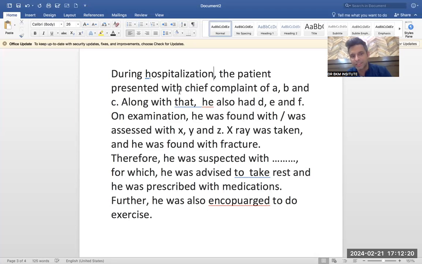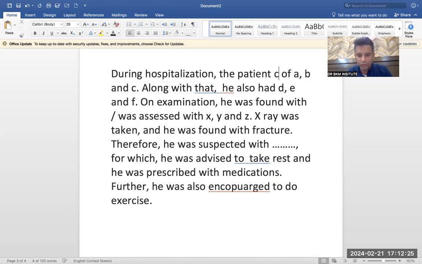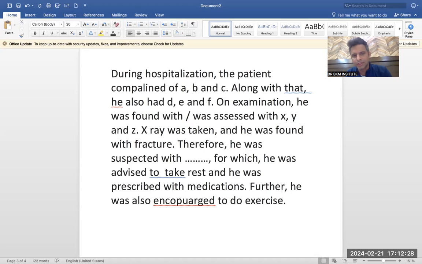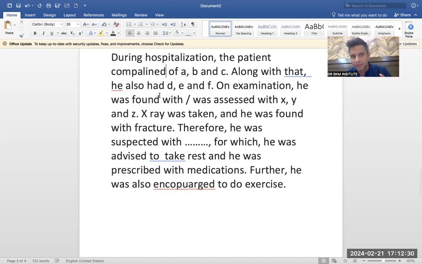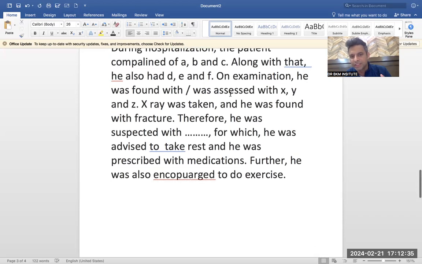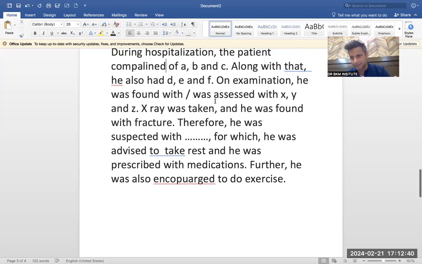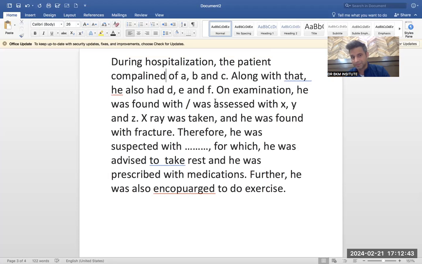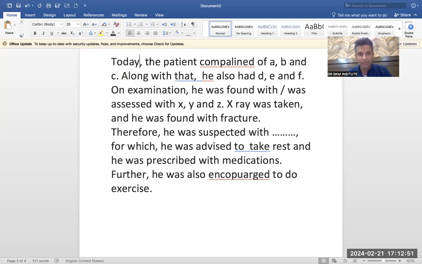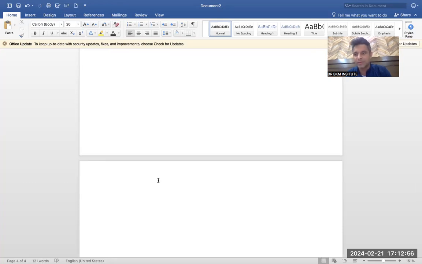During hospitalization, the patient complained of. So he will not present. He will complain of because he is hospitalized. So you will not use the word present. But during hospitalization, the patient complained of this thing. Also, along with that, he also had this thing. On examination, he was found. X-ray was taken, and he was. Nothing changes, my dear. And if it is a today visit, my dear, I will copy paste it, will not change it. So if it is a today visit, then you have today, meaning present.